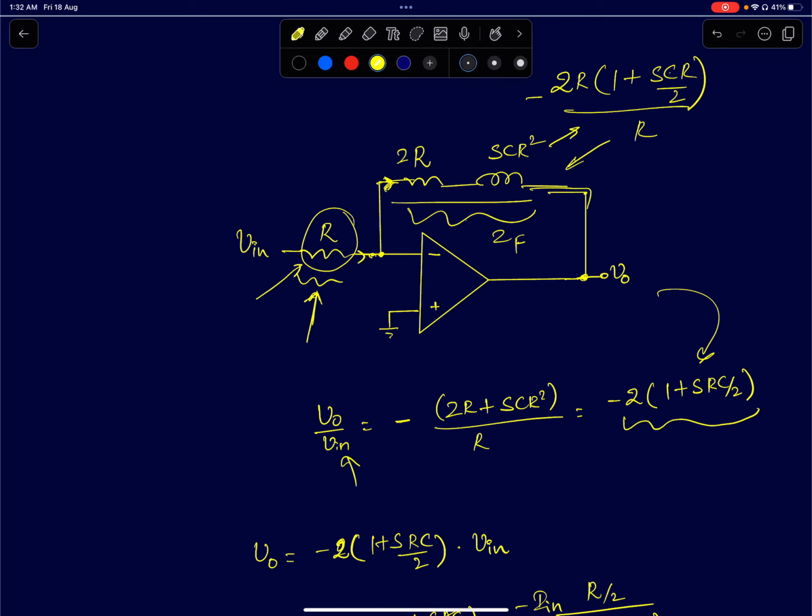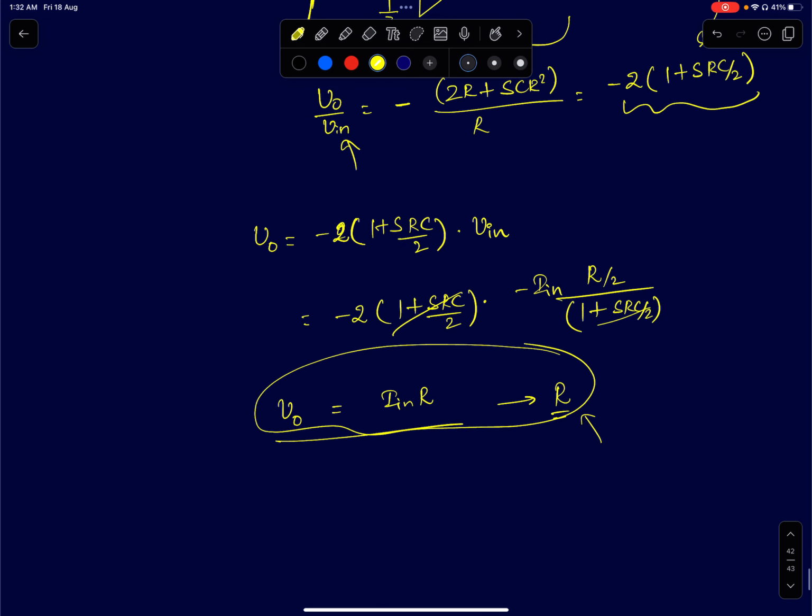transimpedance amplifier. There was some input pole, and I'm just using an opamp to cancel that input pole. That's it. An opamp and some T network based circuit to cancel that input pole. So that's all I'm doing, and that's why I thought this is an interesting circuit to share.